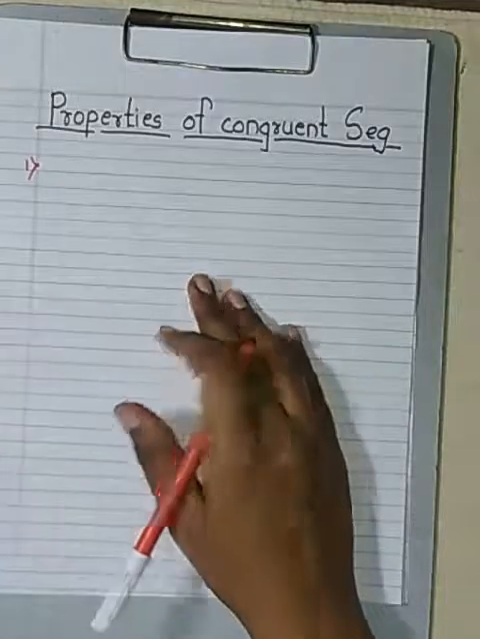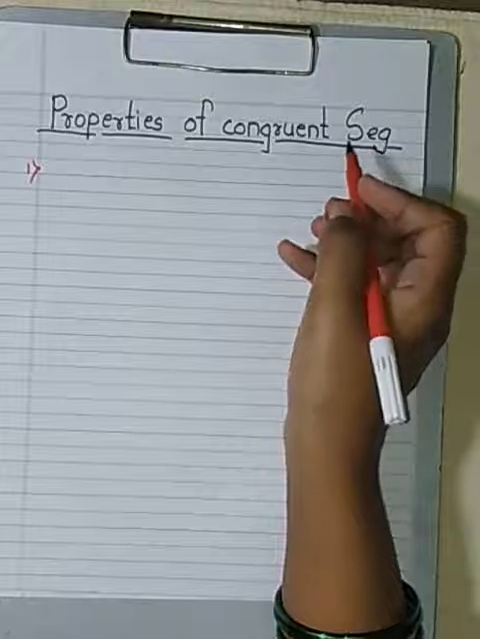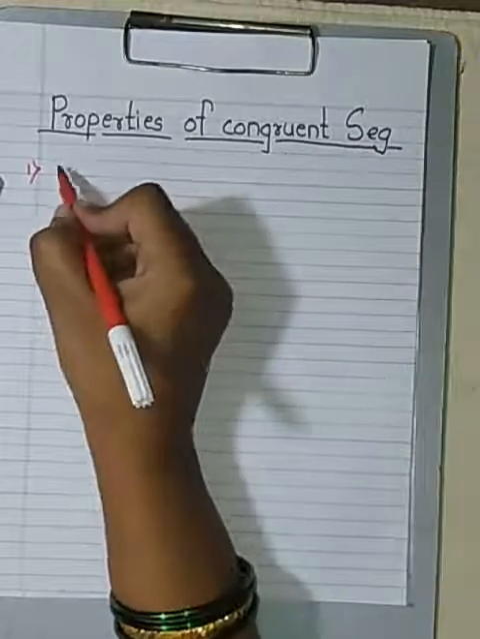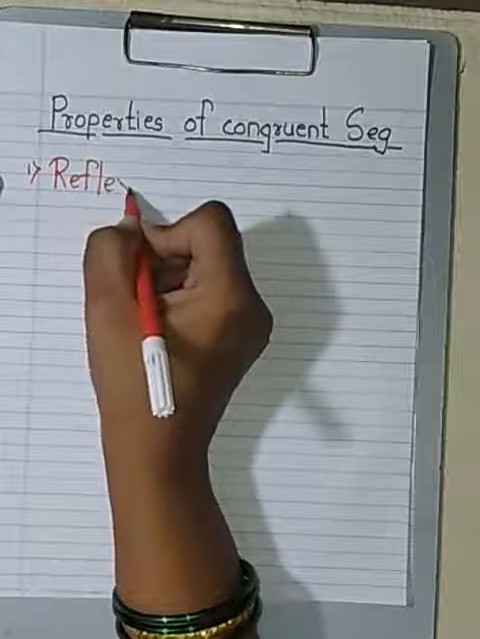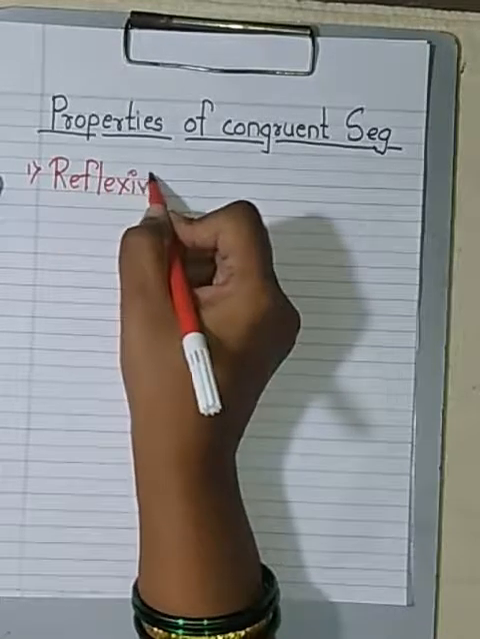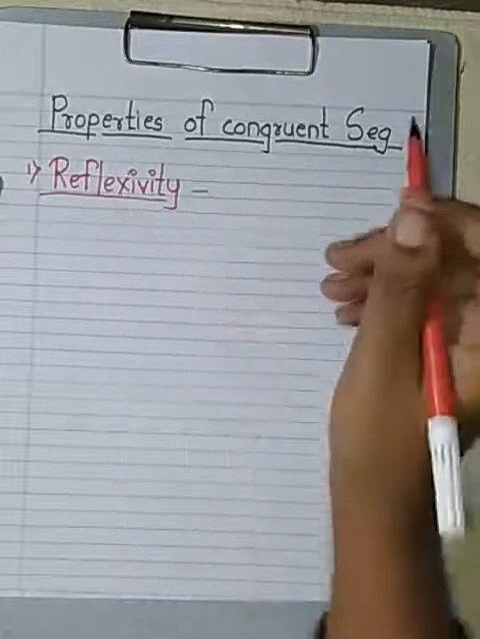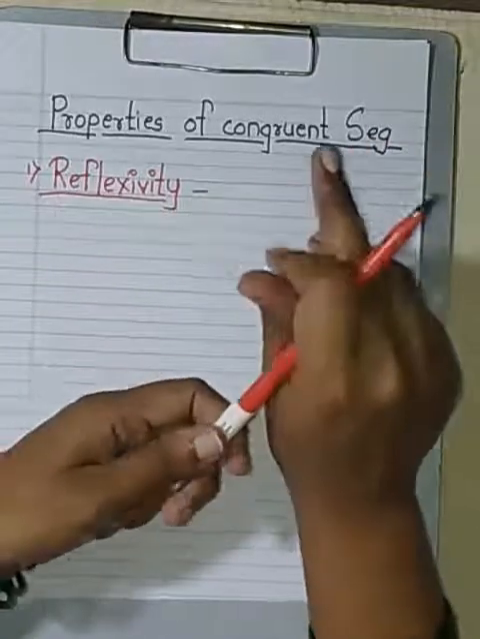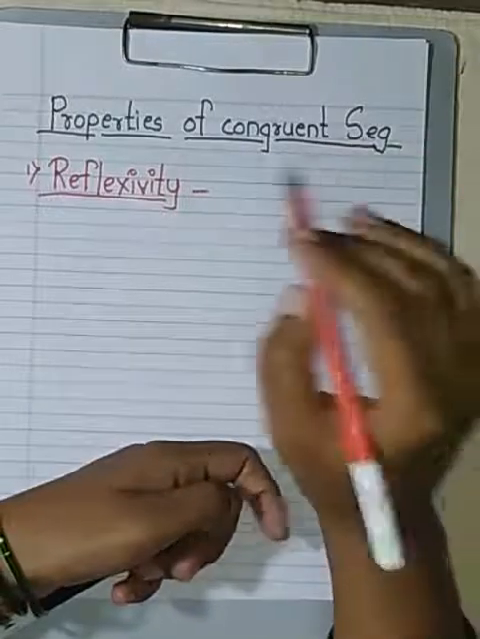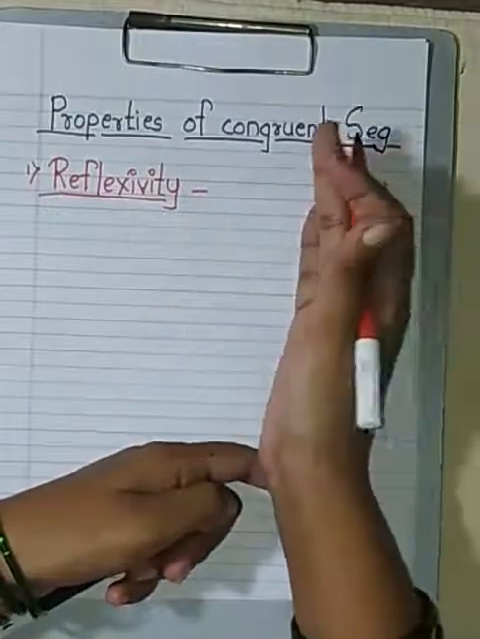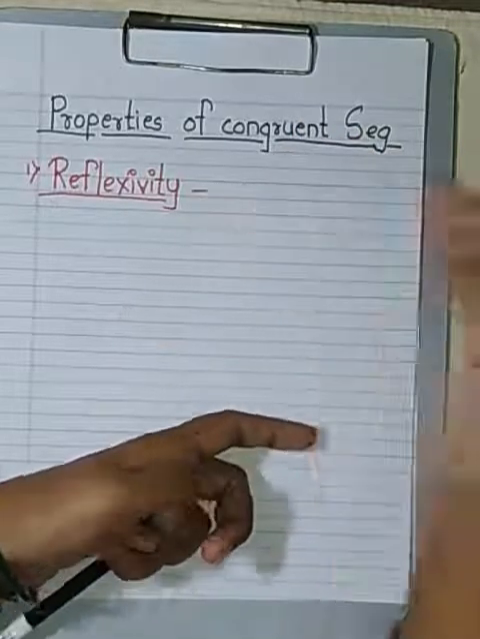Now let us move on to the next point, that is properties of congruent segments. The first property is reflexivity. Now what is reflexivity? Reflexivity means every segment is congruent to itself. Every triangle is congruent to itself. Every angle is congruent to itself.